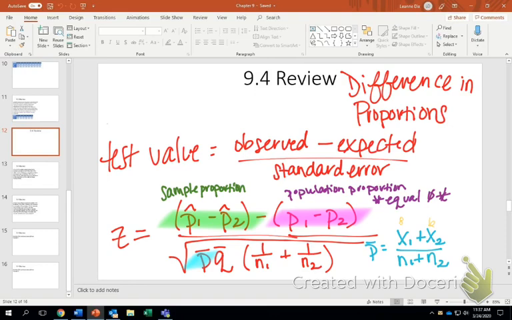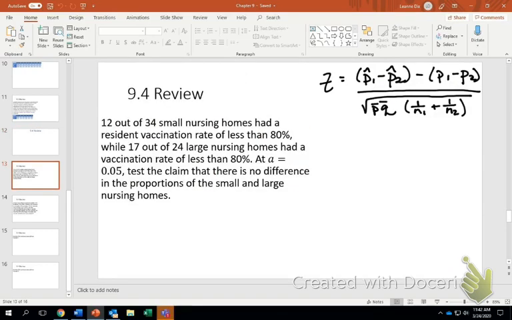So let's go ahead and use it with an example. Here's our first example. It says 12 out of 34 small nursing homes had a resident vaccination rate of less than 80%, while 17 out of 24 large nursing homes had a vaccination rate of less than 80%.